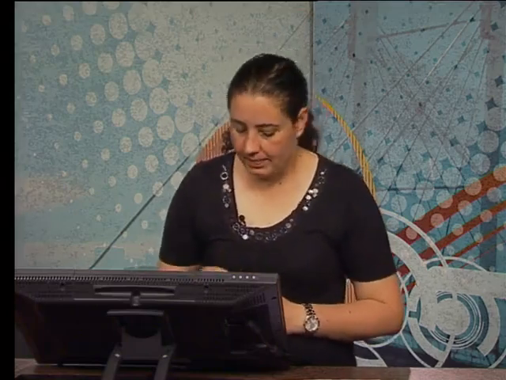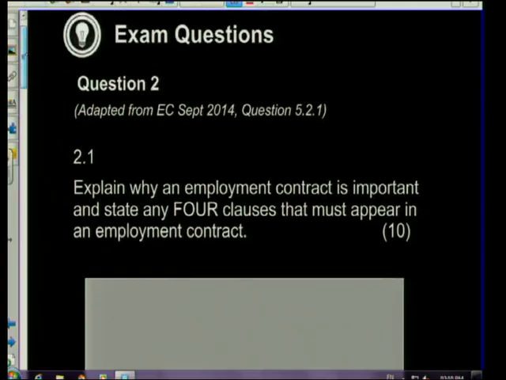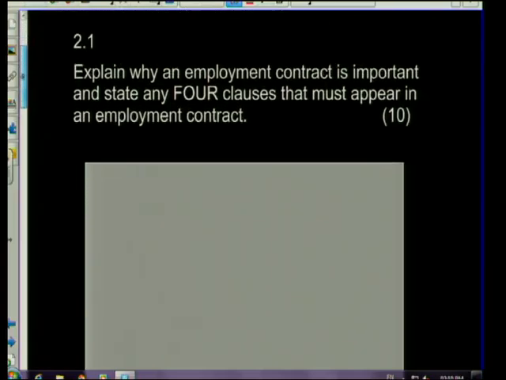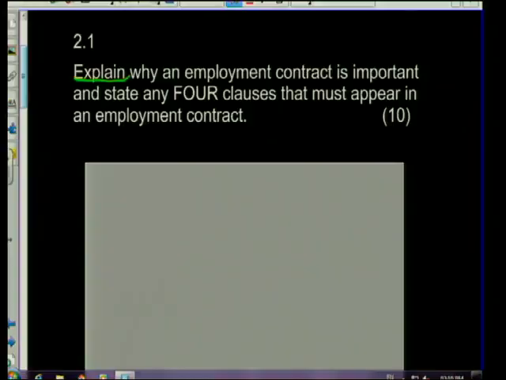So section A, let's move on to the second section, section B. Remember, these are more medium, short, long questions with lots of case studies. So let's have a look at the first question. So question 2, and remember, we're looking at the last section, business operations. So explain, keyword here, why an employment contract is important, and state any 4 clauses that must appear in an employment contract. Remember, employment contracts are very, very important.